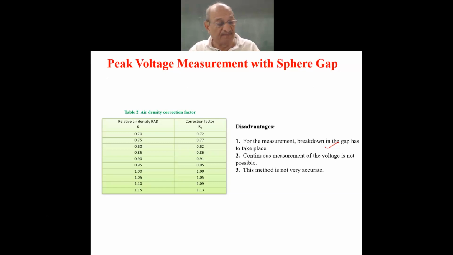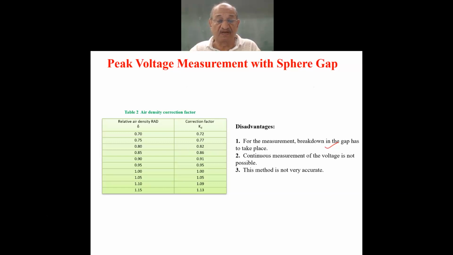When other methods were not there, this was being followed for ages, let me tell you. But nowadays it is not followed, since better methods have arrived. So we'll finish with the peak value measurement with sphere gap, because these can measure all types of voltages.